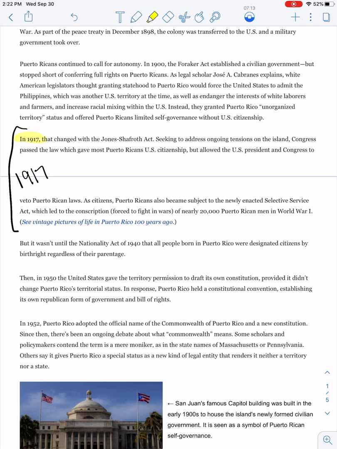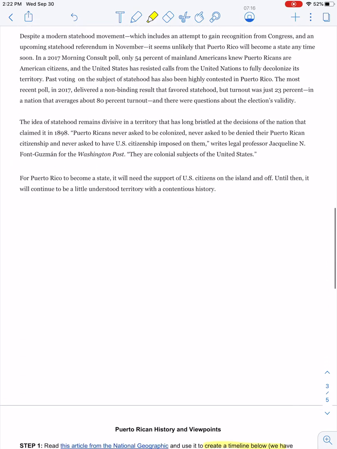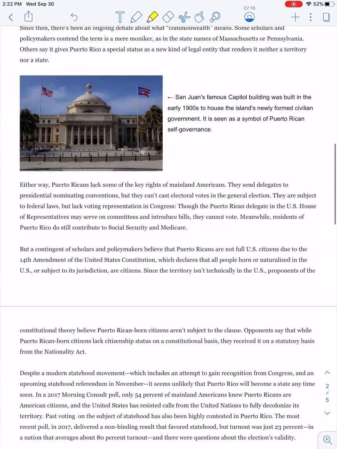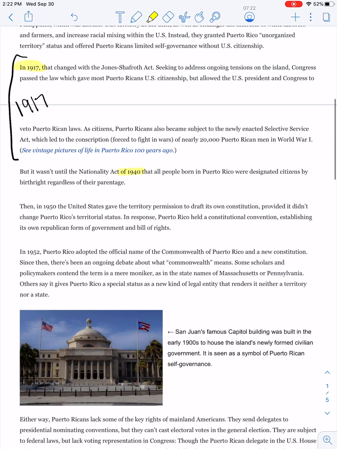But it wasn't until the Nationality Act of 1940. So I believe 1940 is your next date. Yes, it is. All right. Sorry about that. But it wasn't until the Nationality Act of 1940 that all people born in Puerto Rico were designated citizens by birthright, regardless of their parentage. All right. So this right here is 1940. Again, pause this, go down to your chart, fill in your answer, come back up and read.